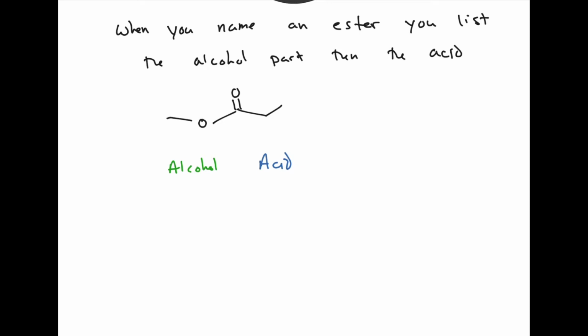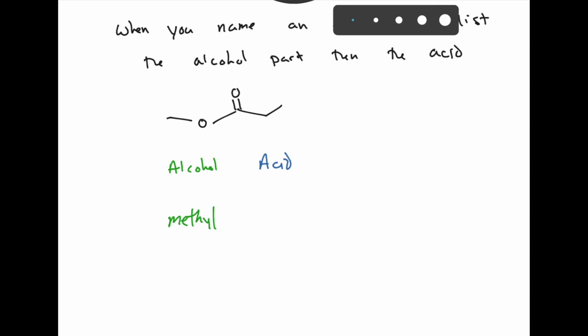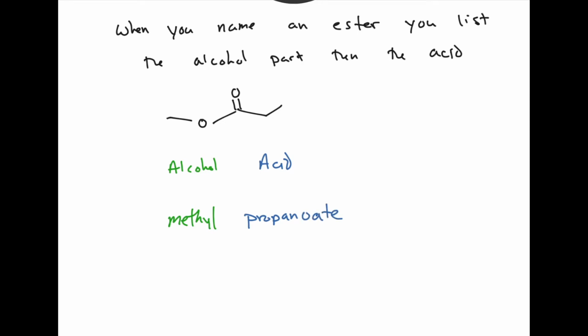You just treat the carbon group on the oxygen as a substituent. So I've got one carbon, that's going to be a methyl. So this is methyl. And then you treat the acid side like it's a carboxylate salt. So you count the number of carbons, have 3. That's propan and then oate. So it's methyl propanoate.